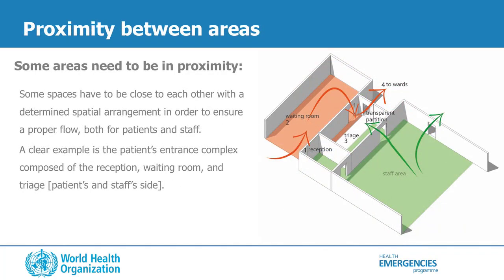Some services require specific characteristics, such as being close to each other with a determinate spatial arrangement in order to assure a proper flow both for patients and staff. A clear example is the patient's entrance, composed of the reception, waiting room, and triage. These spaces have to be next to each other in order to allow a proper flow and functioning.